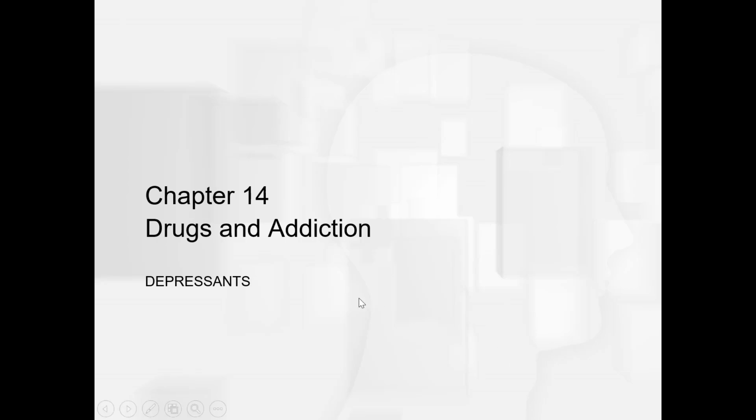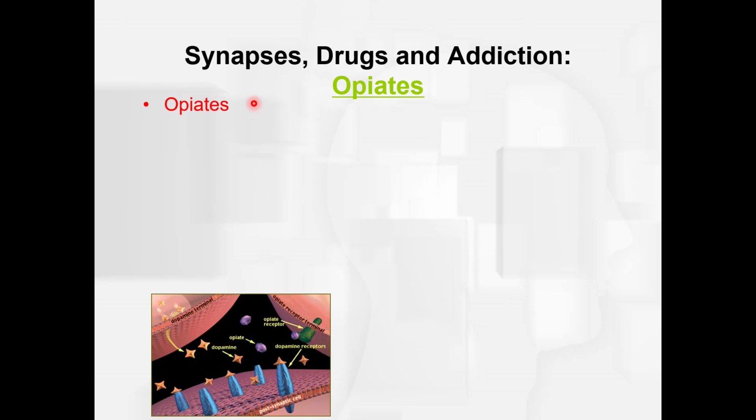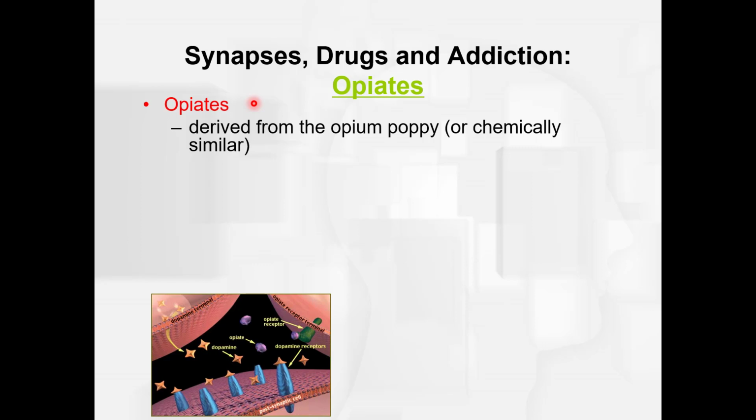This video will discuss the classification of drugs known as depressants. So one type of depressant we're going to talk about are opiates. So opiates are derived from the opium poppy, at least some of the naturally occurring ones are.